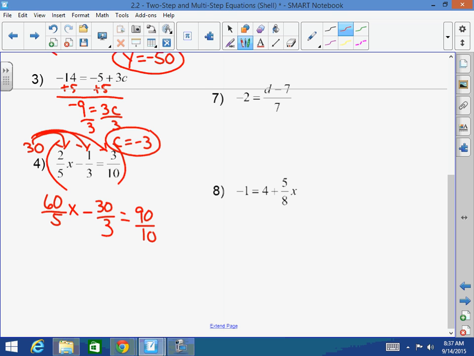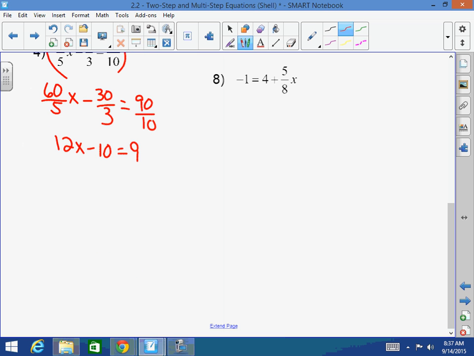Now I can get rid of the denominators. That's the beauty of this. So 60 divided by 5, I've got 12x. Minus 30 over 3, that's 10. Equals 90 over 10, that's 9. Does that make sense so far, guys?